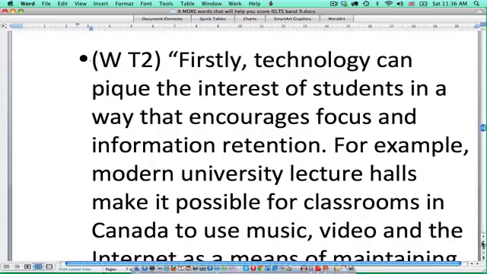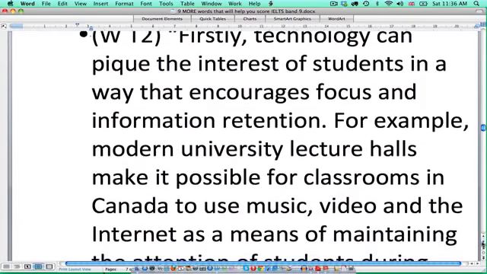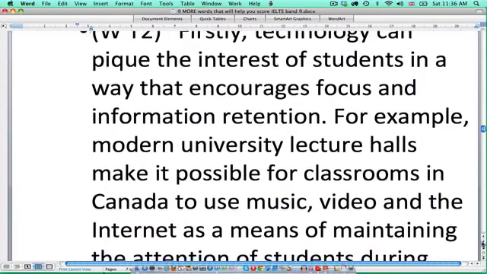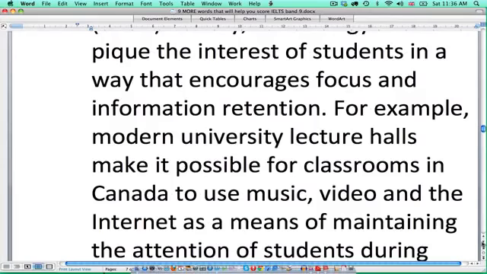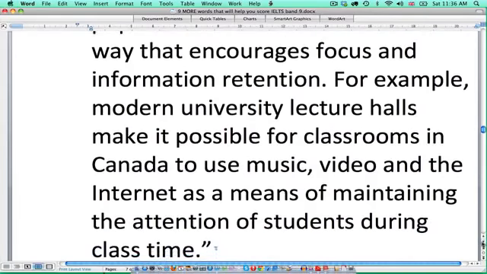For example, modern university lecture halls make it possible for classrooms in Canada to use music, voice, and the internet as a means of maintaining the attention of students during class time. Okay, so just developing the initial claim further.